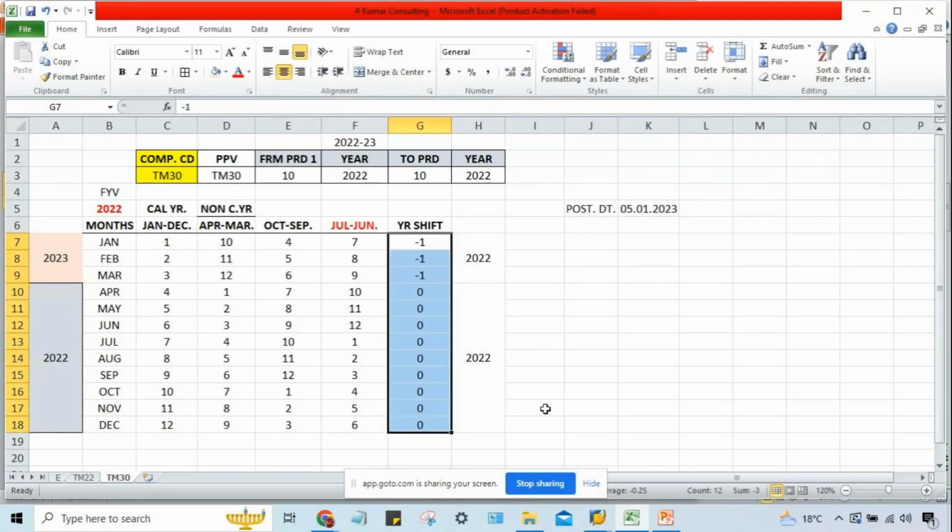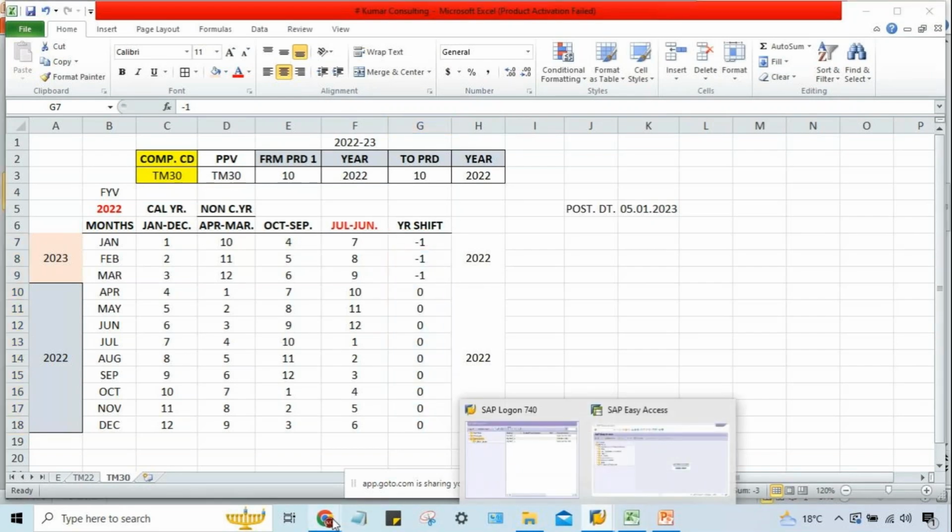And if you talk about defining this fiscal year variant, there are very simple steps that we'll see in the next session, guys. Some more things I have to explain, and I'll explain them in the next session.